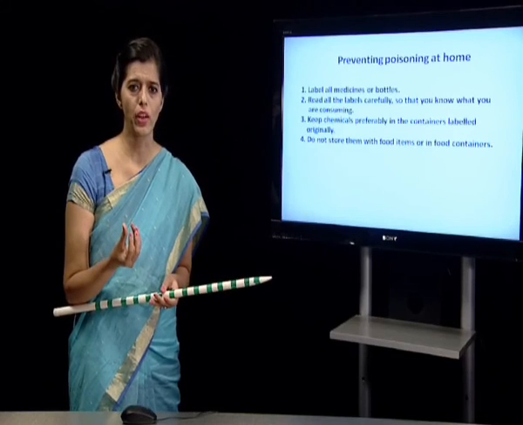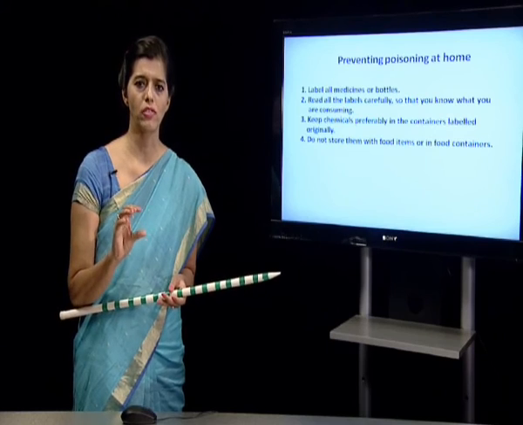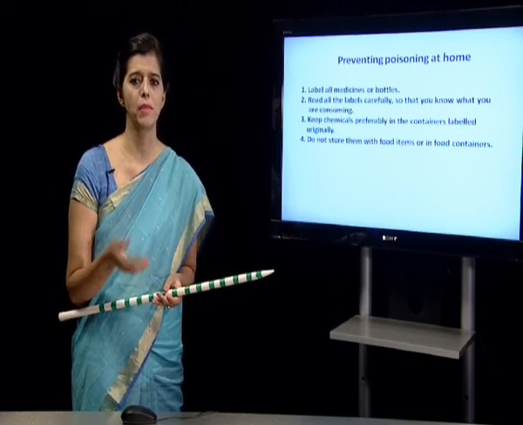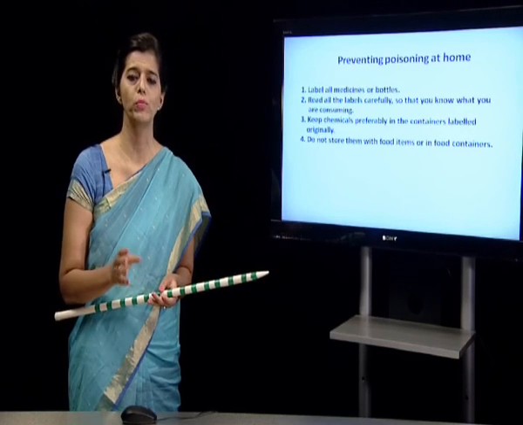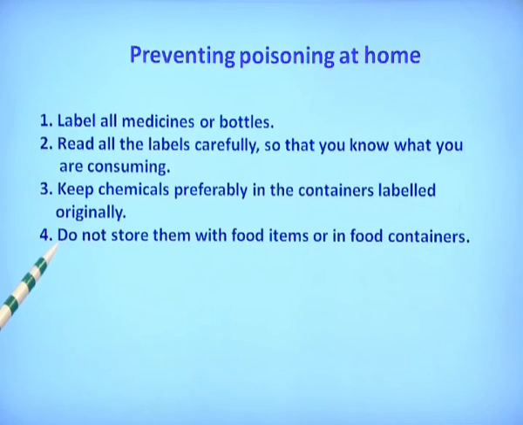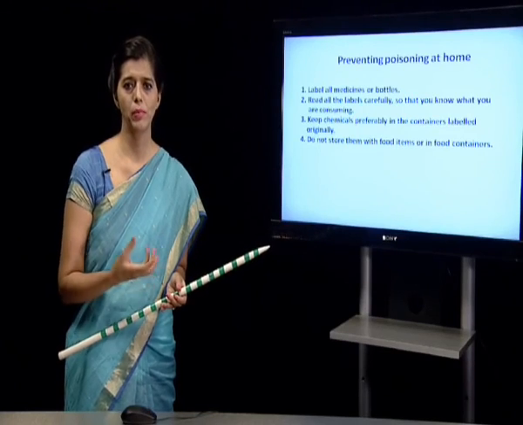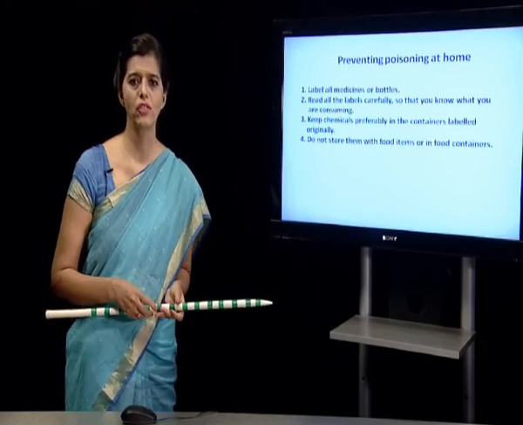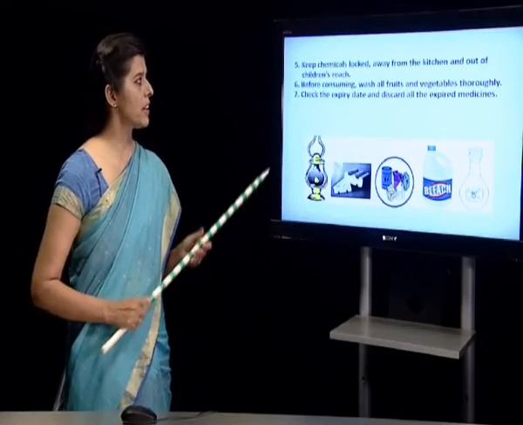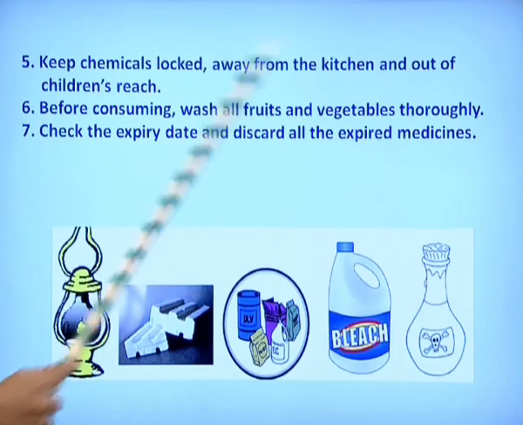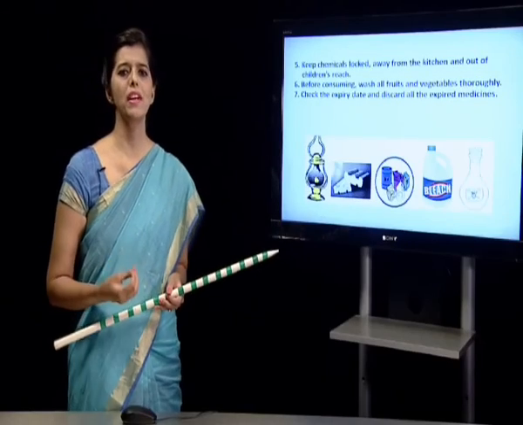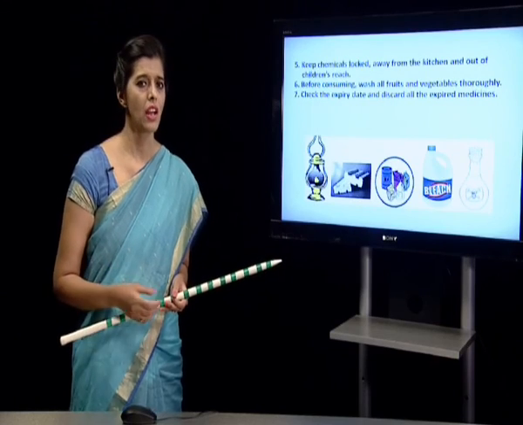Chemical or that liquid should be kept in that bottle only. Once that bottle is finished, we should not refill it with something else, maybe a hand wash or some other shampoo. Please don't do that. Then do not store them with food items or in food containers, whether cosmetics, insecticides or pesticides, because it gets risky for our health. Now keep chemicals locked away from the kitchen and out of general reach. The chemicals should be locked, it should not be accessible and within their reach.